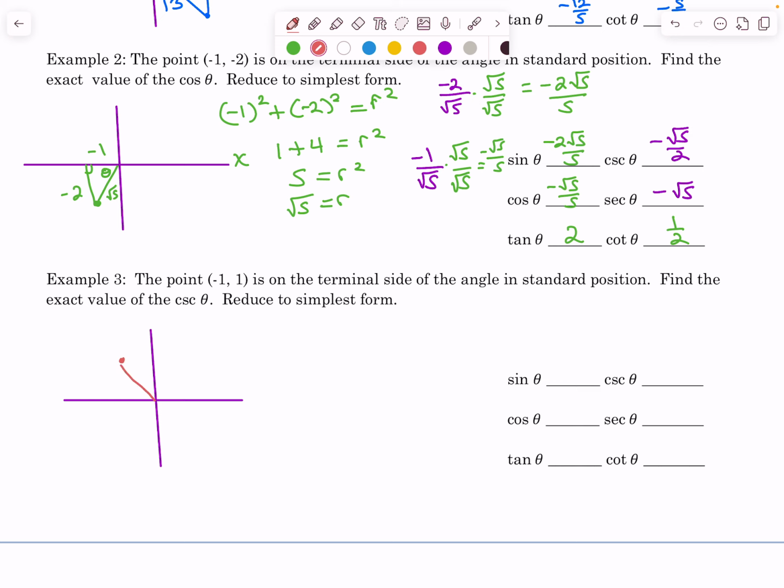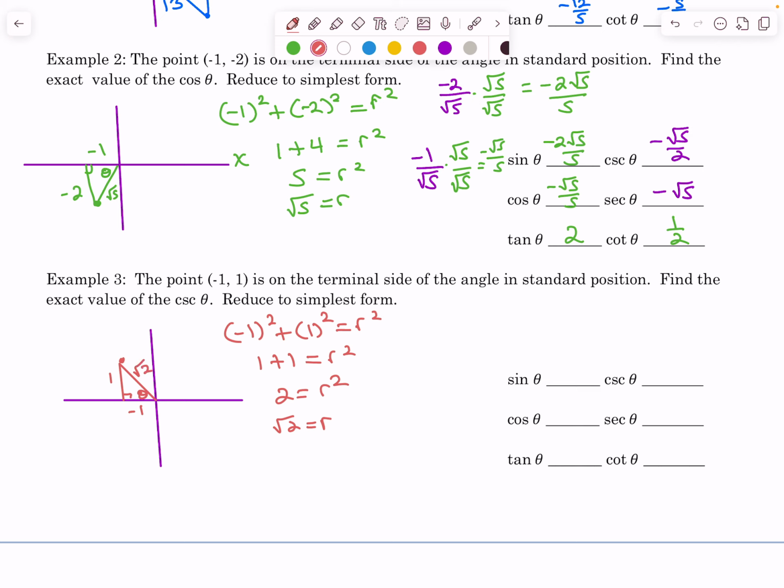And so there is my hypotenuse. I'll drop in my perpendicular. -1, 1. And theta goes in with the x-axis. So once again, I'm going to do Pythagorean's theorem. So -1 squared plus 1 squared equals r squared. So that's just 1 plus 1 equals r squared. 2 equals r squared. Square root both sides. r equals the root of 2.